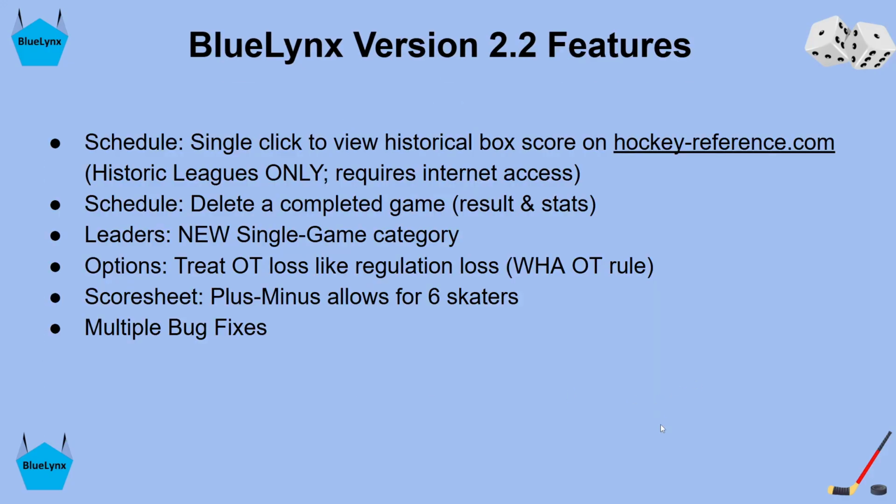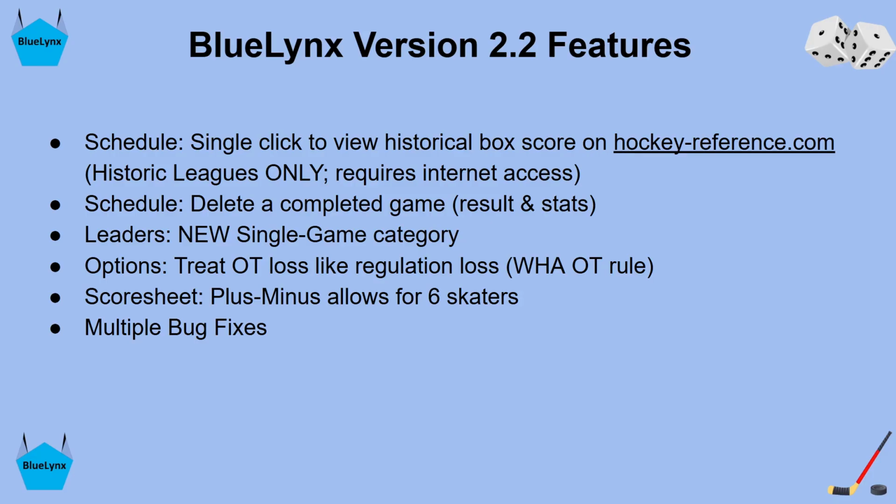Here's just the list version, then we'll get into the demonstration of these features. The schedule now has two new things. It has a way to easily look at a historical box score of a game for a historic league. It does require you to be online for that to work. There's also now a way to delete a game you've already played. I don't think this will be a very common feature for people to use, but there is a good case for it to exist also.